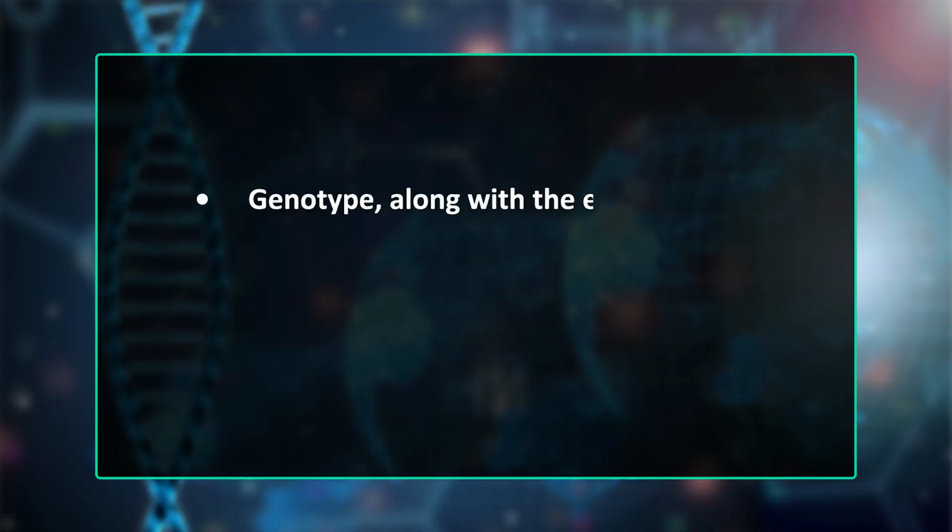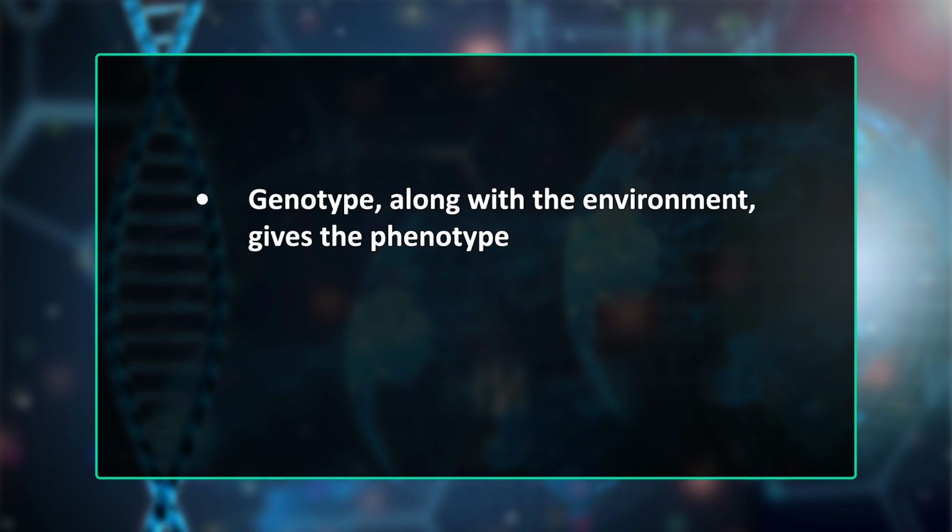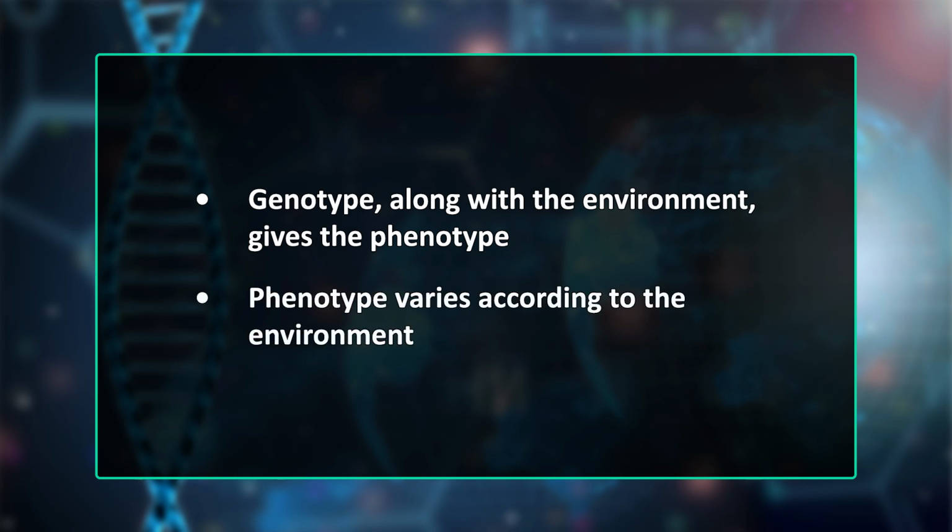So natural selection affects the genetic architecture of a population indirectly through the contribution of phenotypes. Genotype along with the environment gives the phenotype. The phenotype varies according to the environment.